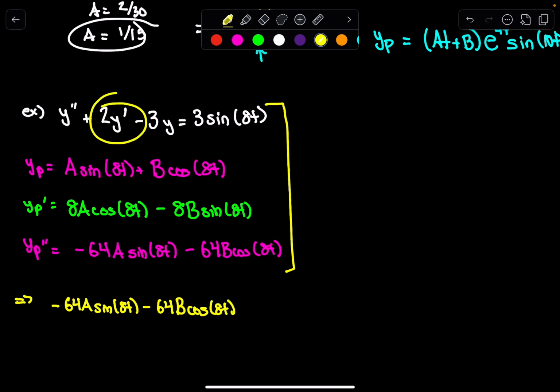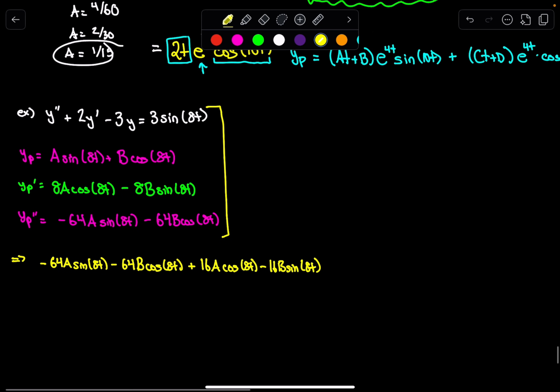Now we're going to do the 2y prime, which is going to give us a plus 16a cosine of 8t minus 16b sine of 8t. All right. Then we're going to need to subtract 3 times the original y, so minus 3a sine of 8t minus 3b cosine of 8t is equal to 3 sine of 8t, right? In theory, if this all works out, we should get equality.